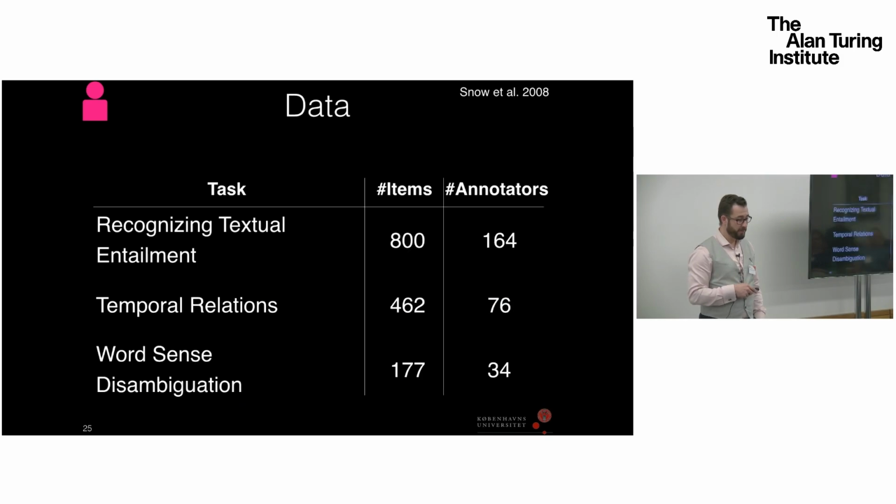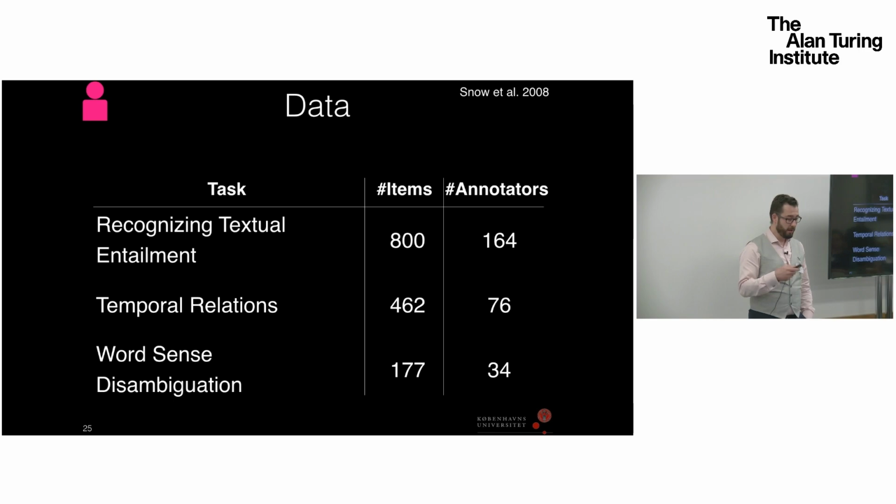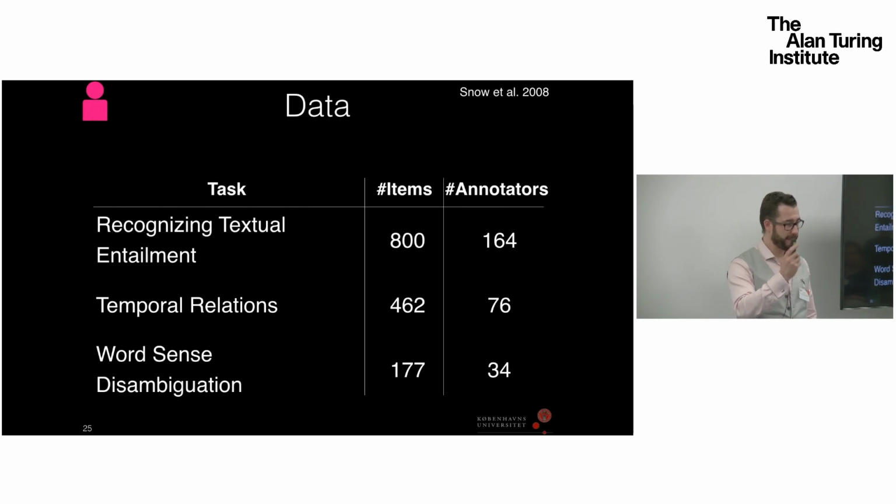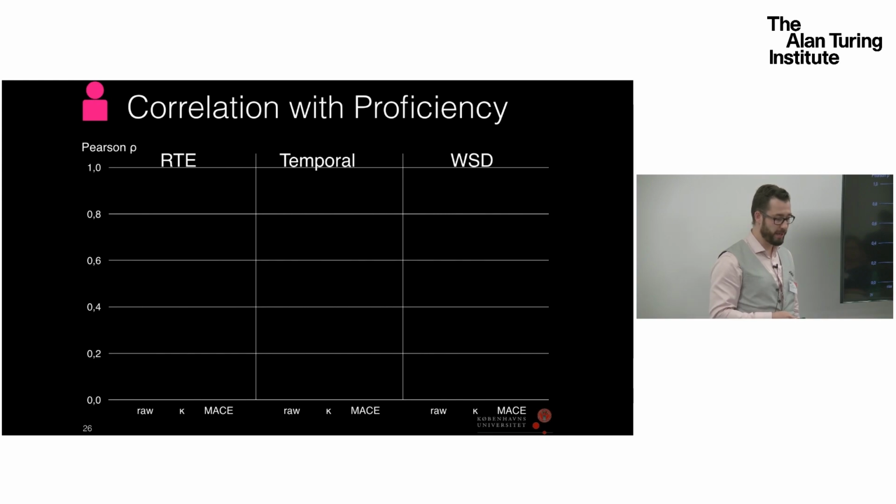The question is, of course, does it work, right? Can we actually learn something? We downloaded some data sets from Snow et al. where we knew the correct answer theoretically, and we had some annotations for it. Again, these are 3 different tasks with different amounts of items and annotators. And first we wanted to see if our model says, I trust this person, this is a reliable annotator, does it correlate with their proficiency, with the number of items they get right?